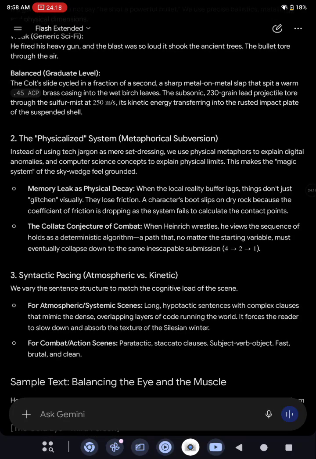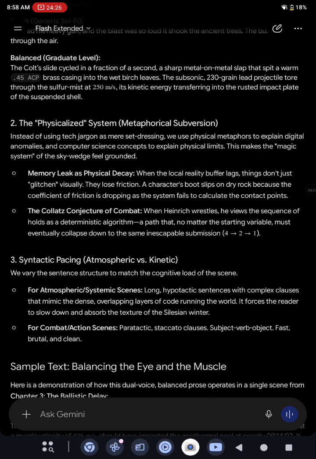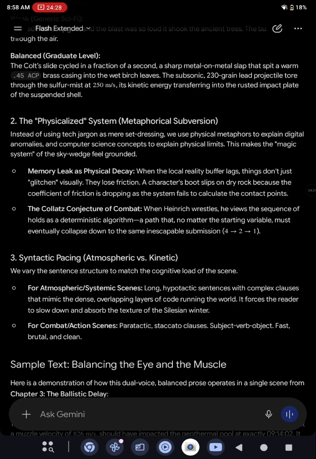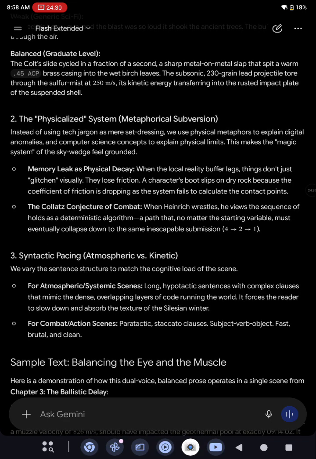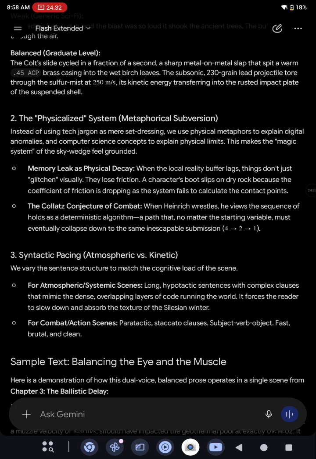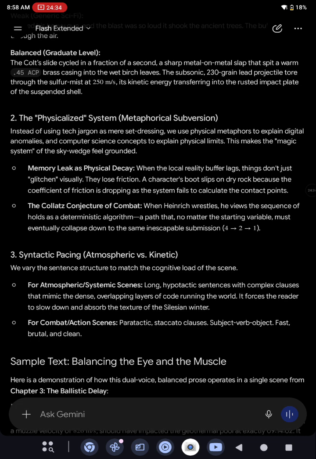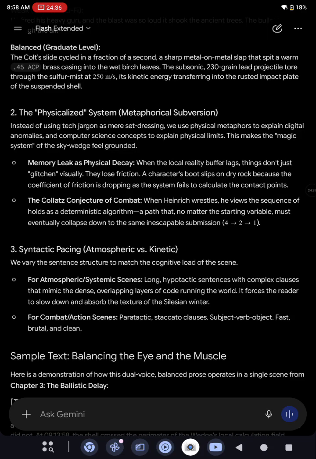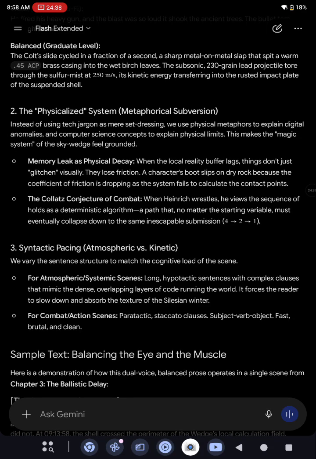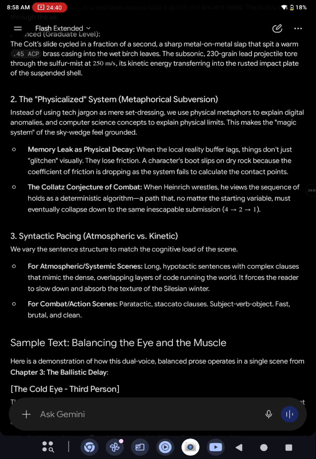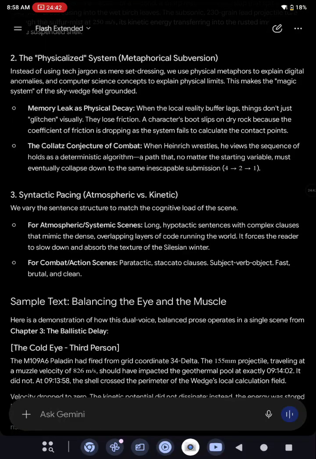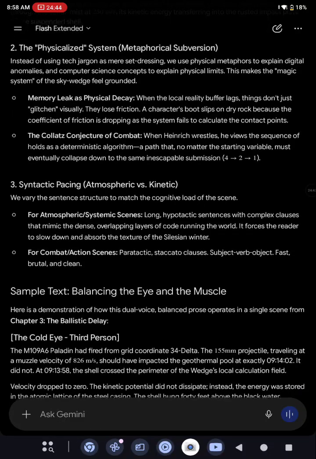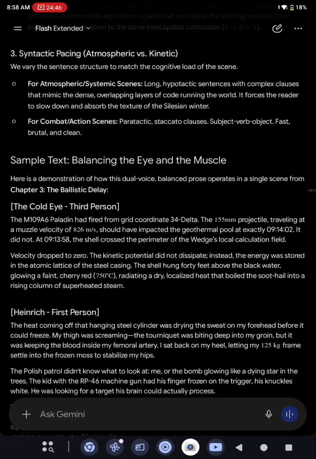Colt slide cycles in a fraction of a second. Sharp metal on metal slap to spit a warm 45 ACP brass casing into the wet burst leaves. The subsonic 230 grain lead projectile tore through the sulfur mist at 250 meters per second, its kinetic energy transforming into the rusted impact plate of the suspended shell. Memory leak as physical decay.